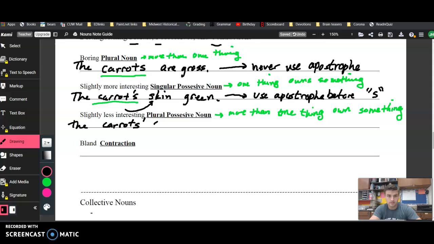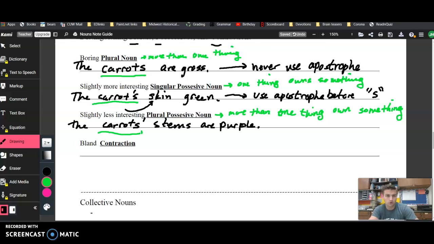The carrots' stems are purple. Some delicious sounding carrots today. All right, and now hopefully you can pick this out again. We have the word carrots again, and this time carrots is possessing the stem. But we can determine that there is more than one carrot, because if you look over here, what's to the left of the apostrophe? The entire word carrots.